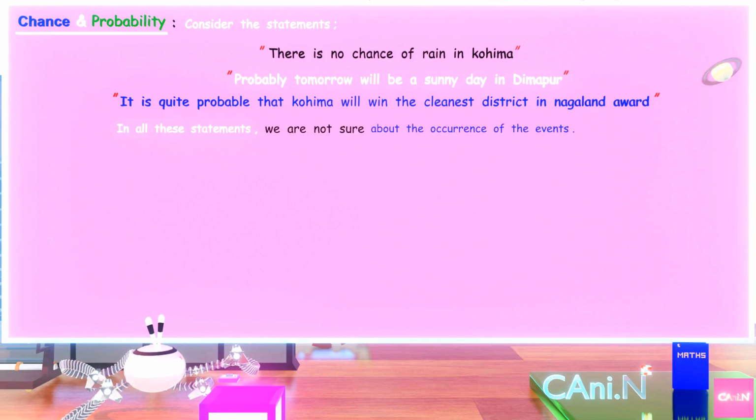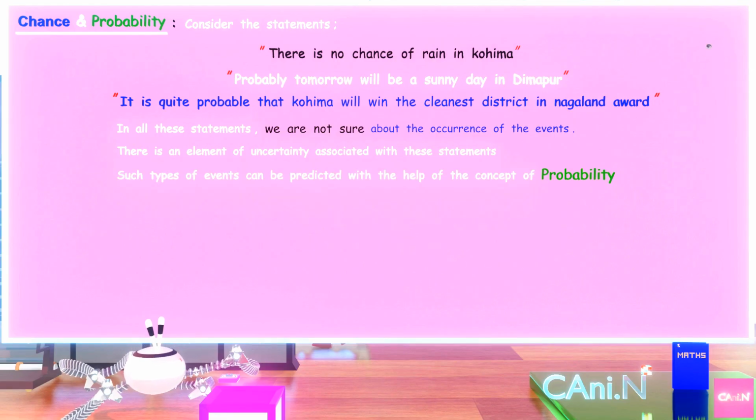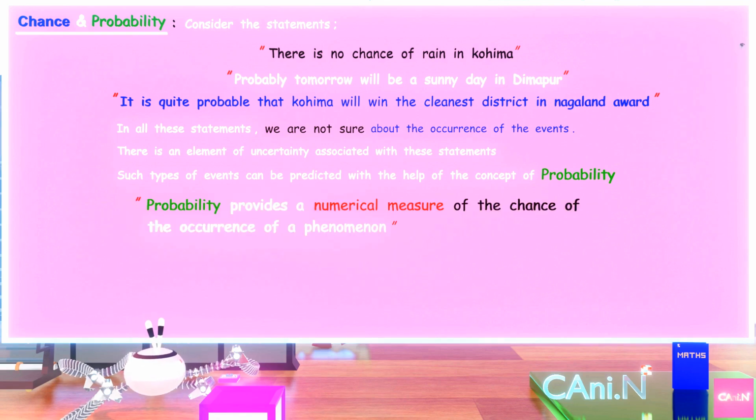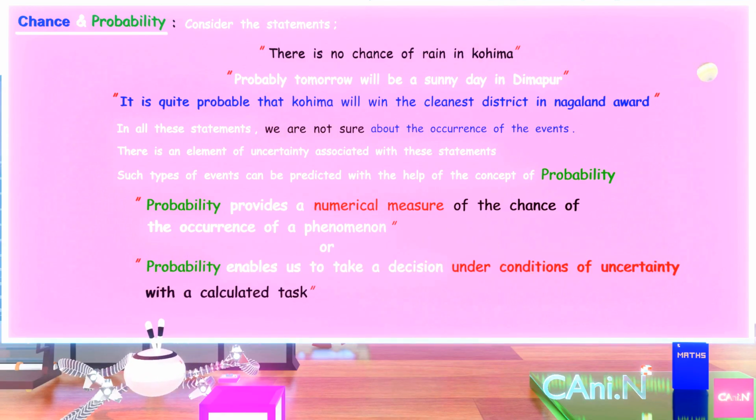In all these statements, we are not sure about the occurrence of the event. There is an element of uncertainty associated with these statements. Such types of events can be predicted with the help of the concept of probability. So, probability provides a numerical measure of the chance of the occurrence of a phenomenon, or probability enables us to take a decision under conditions of uncertainty with a calculated risk.